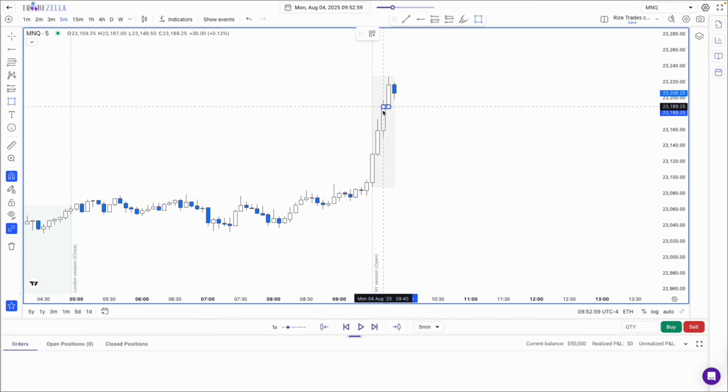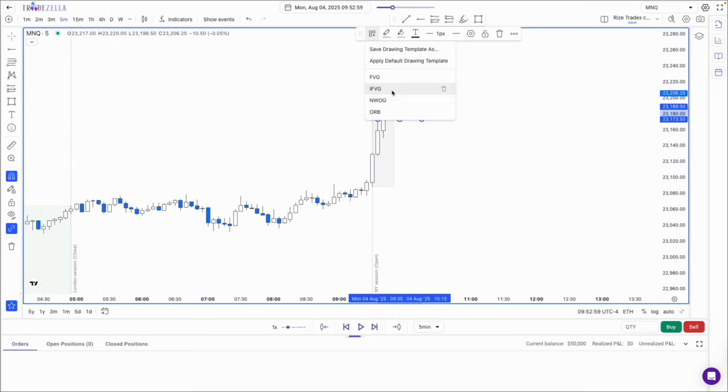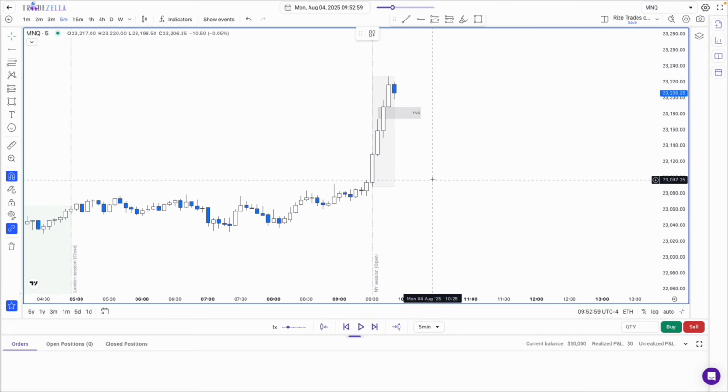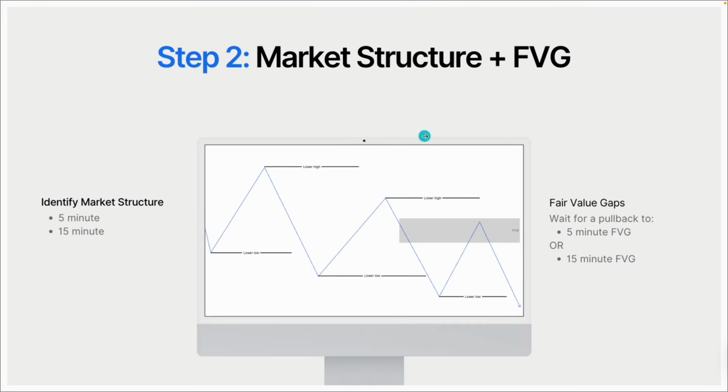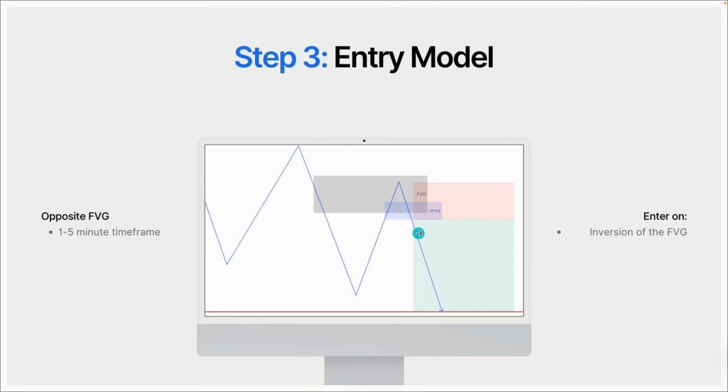Okay, so what we can do here is mark out that 5-minute gap, and then we just need to wait for a move back into it. That's where we go forward to step 3, so that we know what to do when price returns to this fair value gap. So here, step 3, the entry model.